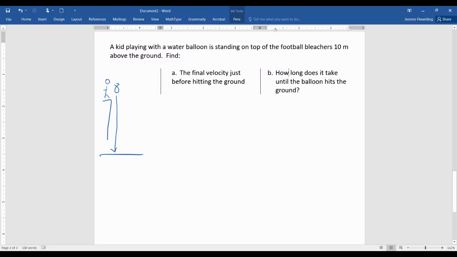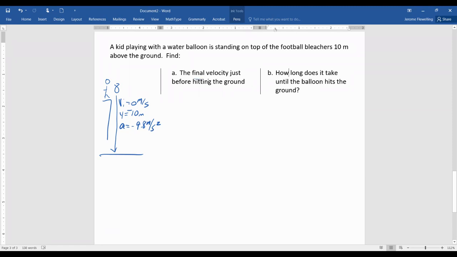So what are my givens? What do I know in this case? Well, I know that the height that the balloon is going to fall is 10 meters. Notice that because the balloon is going down, don't forget that we have to make that be negative because that is a displacement, not a distance. We also know because this is going down that the acceleration of gravity is negative 9.8 meters per second squared. And the last thing that we know is that since the kid is dropping the water balloons, we're going to have to assume that the initial velocity at the top is 0.